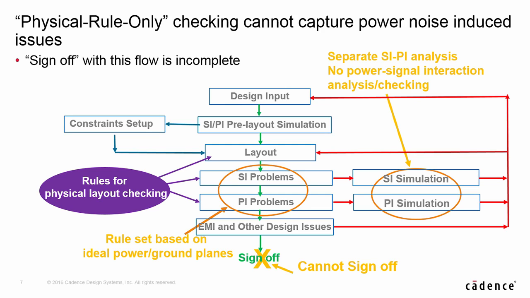So this flow is not complete regarding identifying some serious potential design issues. PCBs signed off with this type of flow will have problems with signal degradation caused by power noise. The worst of all, designers don't even know it.